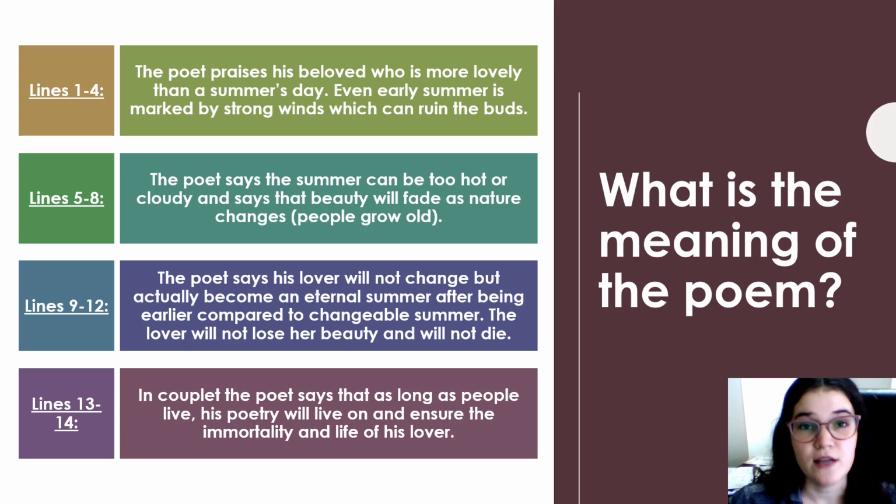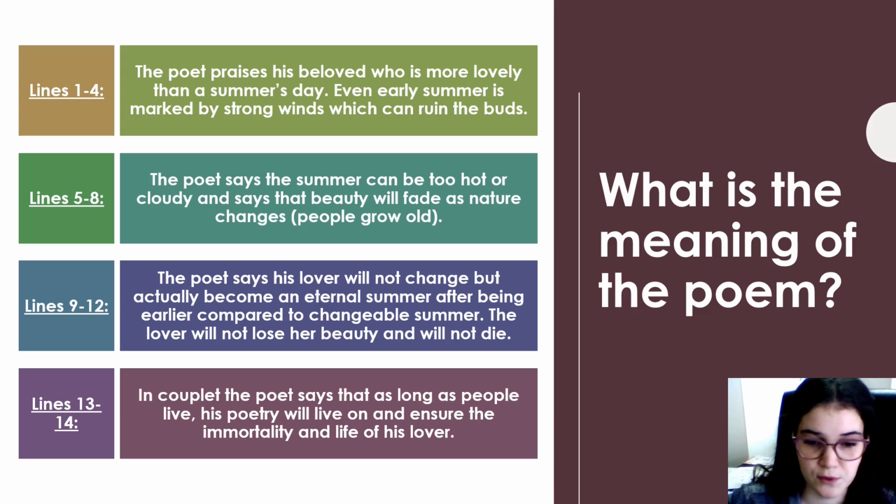Okay, so let's quickly just summarize the lines 1 to 4. Here the poet praises his beloved who is more lovely than a summer's day. Even early summer is marked by strong winds which can ruin the buds. Lines 5 to 8, the poet says that summer can be too hot or too cloudy and that beauty will fade as nature changes, people grow old. Lines 9 to 12, the poet says that his lover will not change but actually become an eternal summer after being earlier compared to changeable summer. The lover will not lose her beauty and will not die.